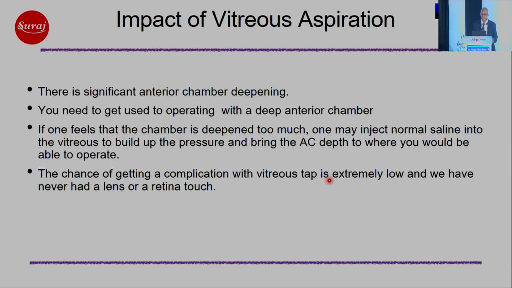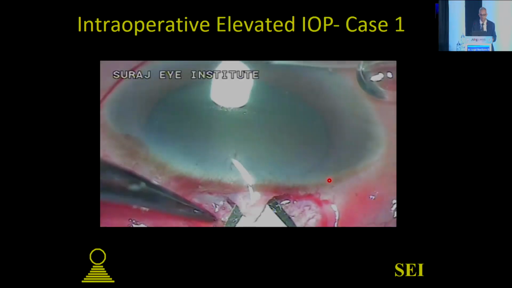This is followed by a significant anterior chamber deepening. You need to get used to operating with a deep anterior chamber, but if the anterior chamber has deepened a little bit more than what you would have liked, then we would recommend that you may inject some normal saline into the vitreous to build up the pressure and to bring the AC depth to where you would be able to operate. The chance of getting a complication with vitreous tap is extremely low, and we have never had a lens or a vitreous touch over many, many years actually.